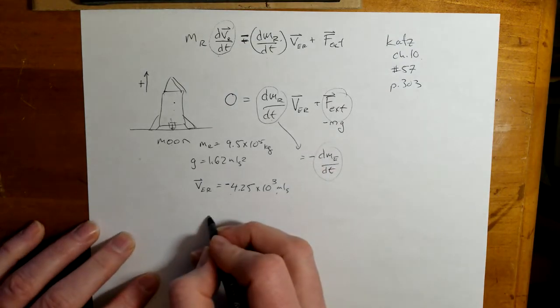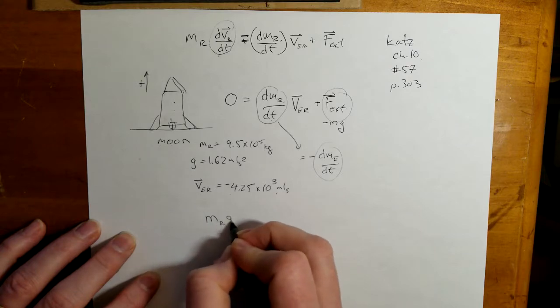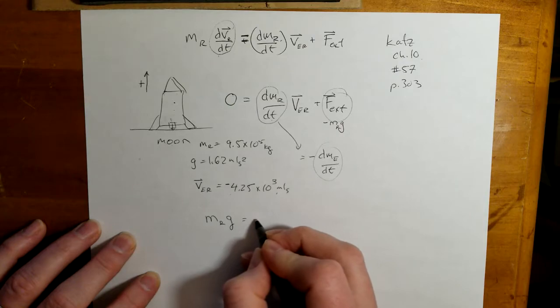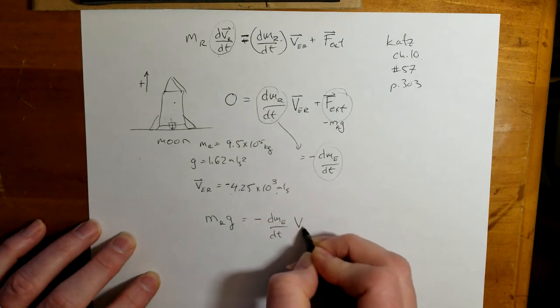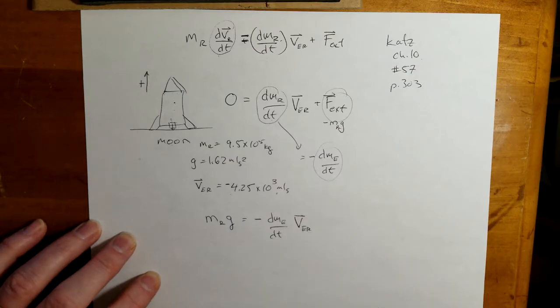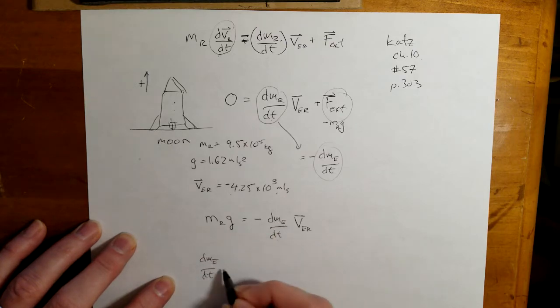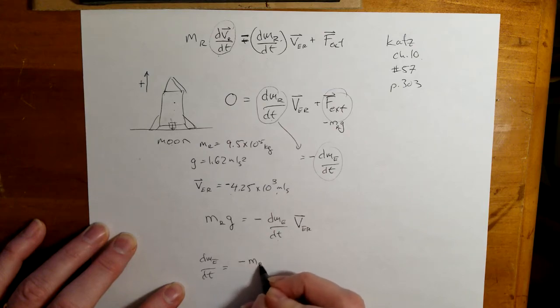So we are now left with, let's go ahead and bring this over: M, mass of rocket, times the acceleration due to gravity, g, equals negative d mass of exhaust with respect to time times the velocity of the exhaust with respect to the rocket. So we have d mass_e/dt, the change in mass over the change in time, is equal to negative mass of rocket times g over the velocity of the exhaust with respect to the rocket.